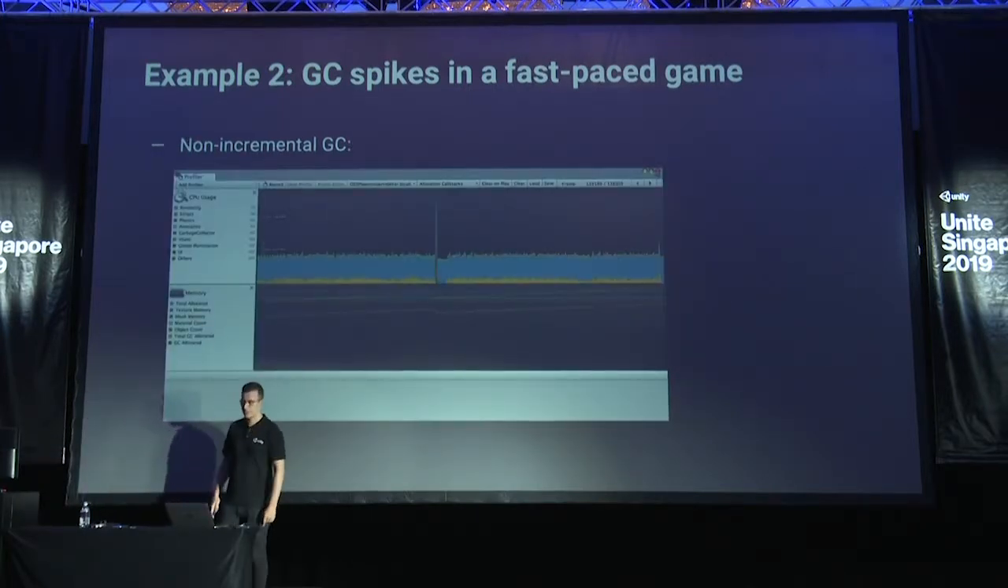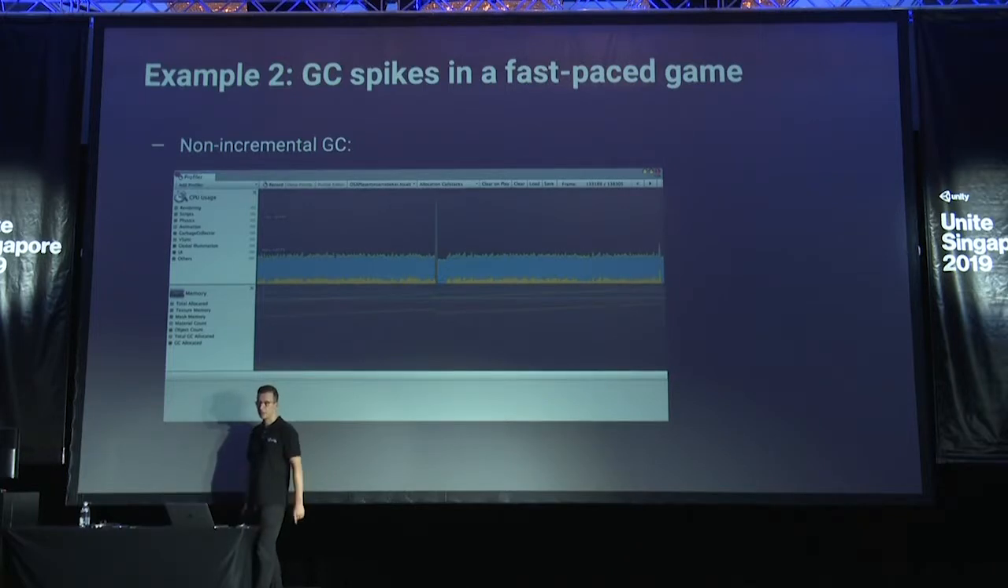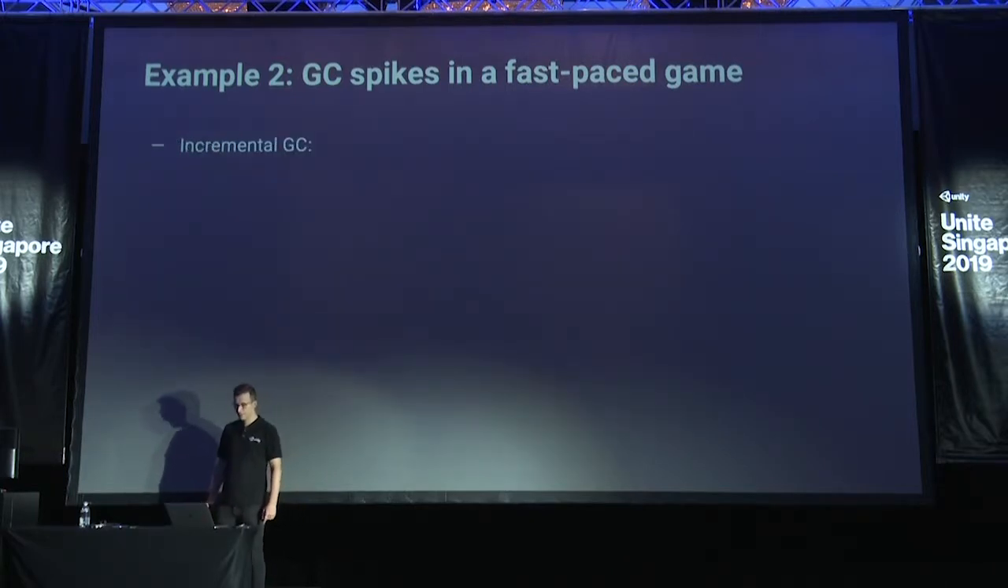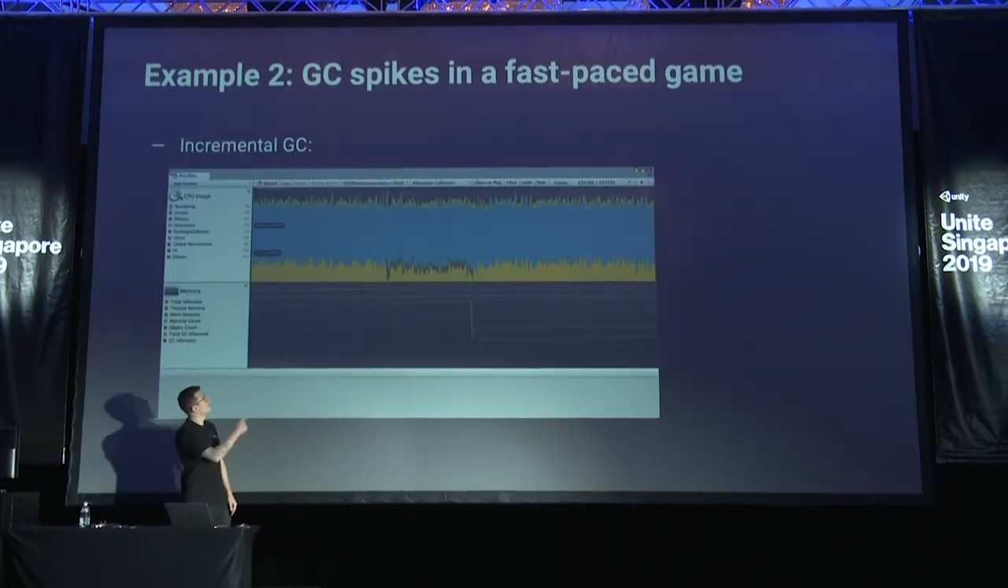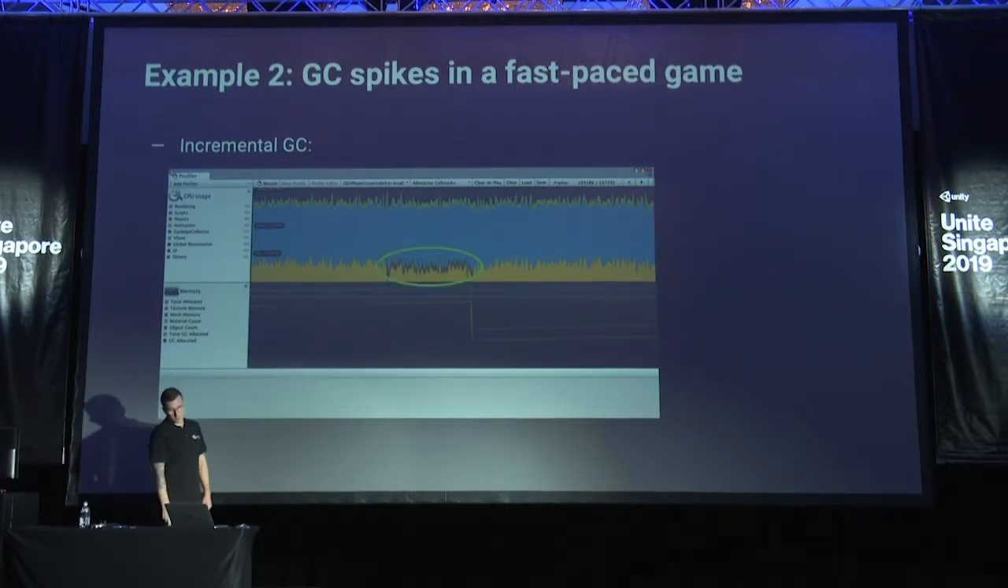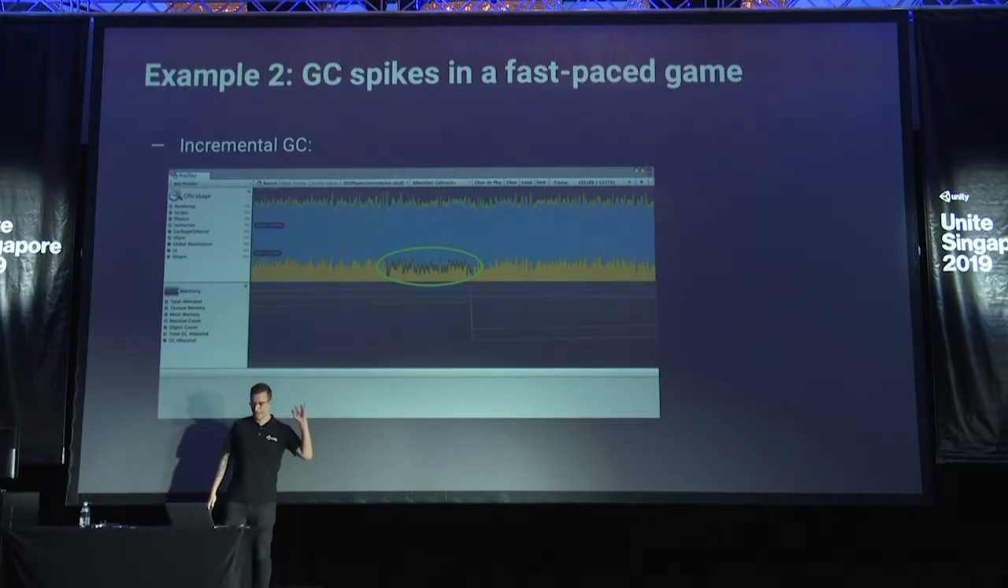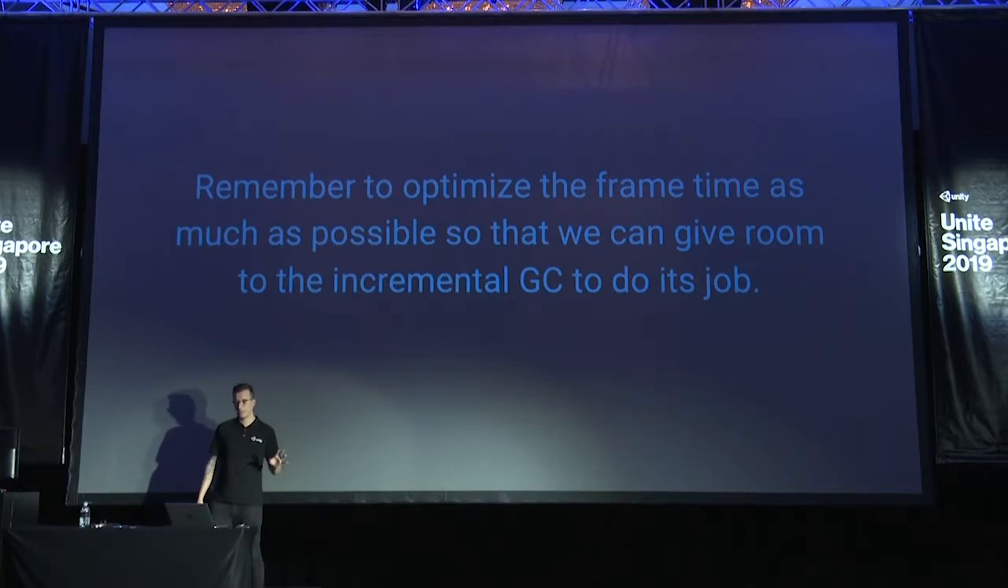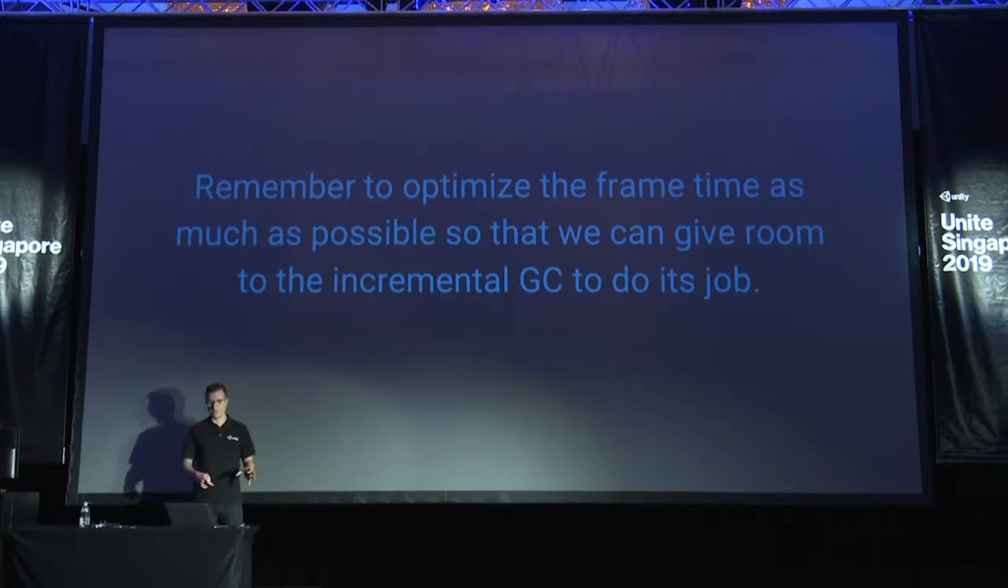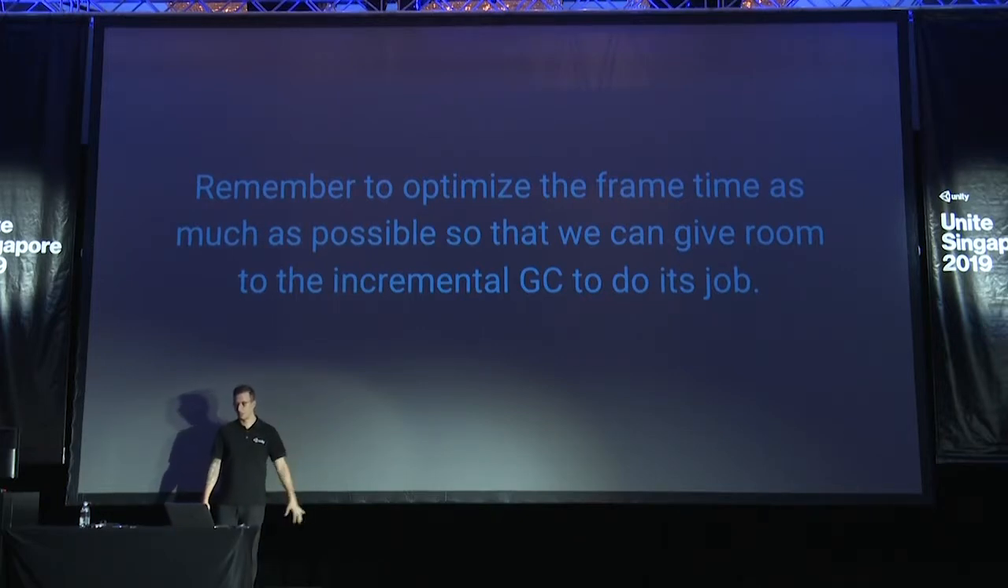Okay, so then if we apply this setting, instead of this one huge spike, what we're going to see is that we have this work spread over several frames. And in this particular example of this fast-paced racing game, this was something that solved the issue. But let me warn you, the best practice is to optimize your frame time as much as possible before you give some room to incremental GC to do its work. So we shouldn't rely solely on the incremental GC.